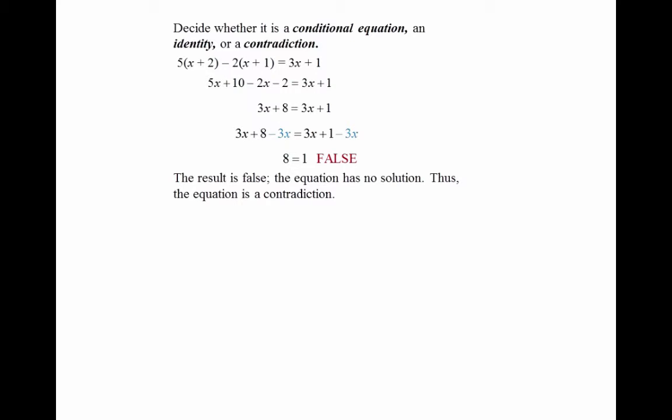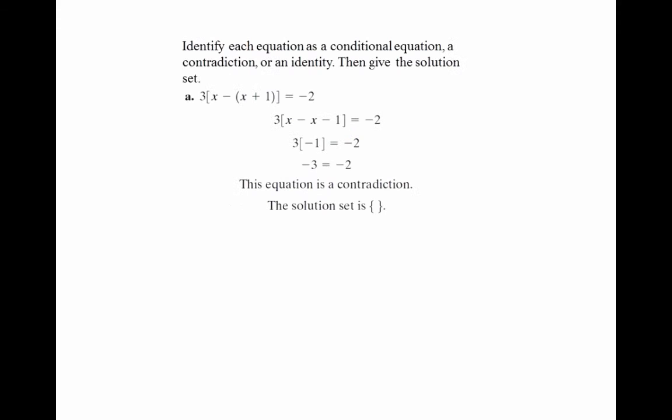This is an example where we can decide whether it is a conditional equation or identity or contradiction. If I distribute 5, -2 on the left-hand side, and combine like terms, once I solve for x, I realize all the variables drop to 0. So you get 8 is equal to 1. So that would be considered to be false.